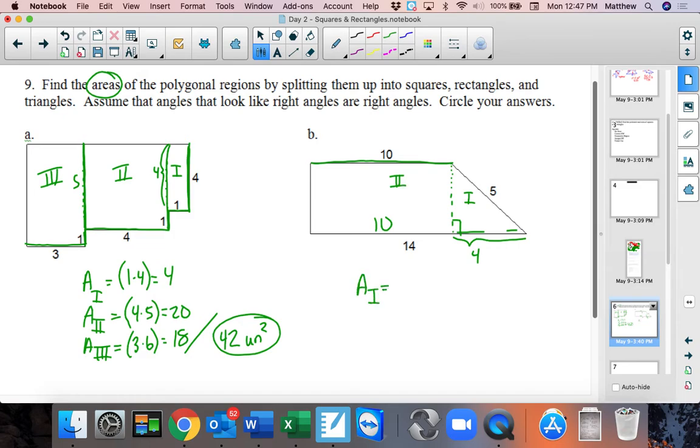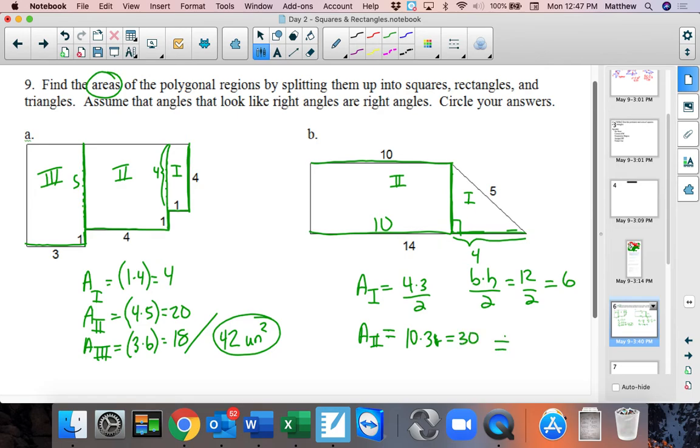Area of 1 is going to be a triangle, which is base of 4, times my height, which is right here. But it's a right triangle, so this must be a 3, 4, 5 right triangle, divided by 2. So again, area of a triangle is base times height divided by 2. So I have 12 over 2, I get 6 units squared. Area of the second region is just going to be this 10 times the 3, so 10 times 3 equals 30. Add to the 6, I get a total of 36 units squared.